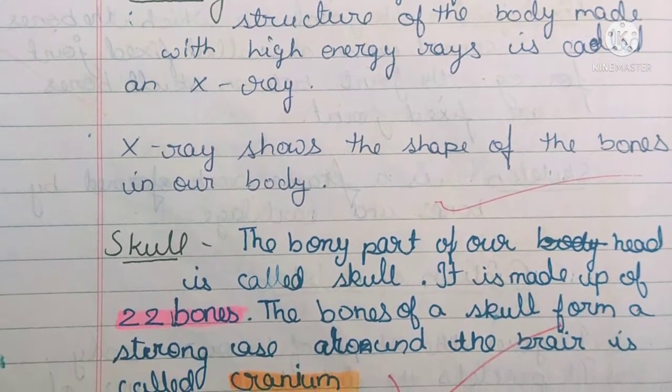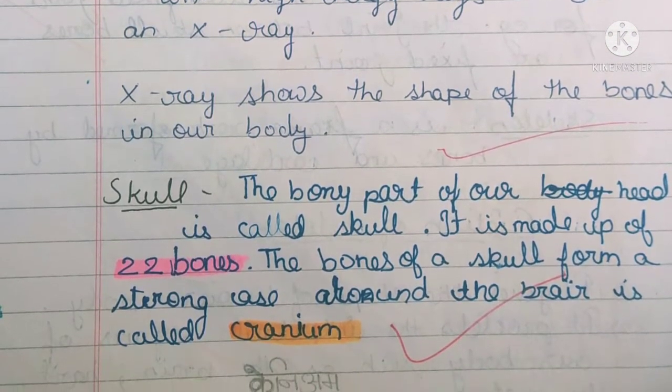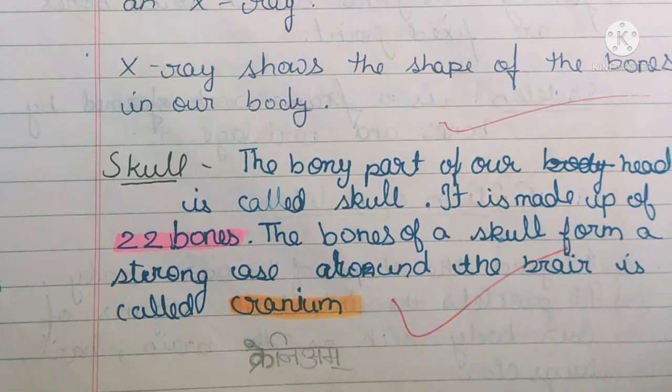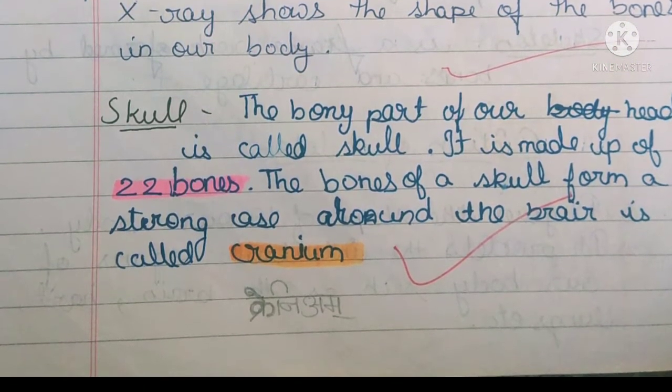Skull. The bony part of our head is called the skull. It is made up of 22 bones. The bones of the skull form a strong case around the brain, which is called the cranium.